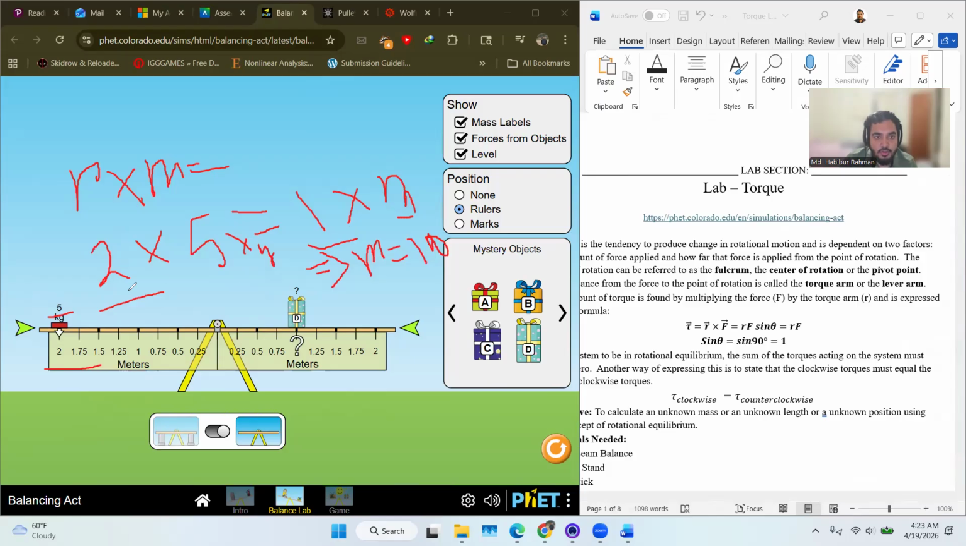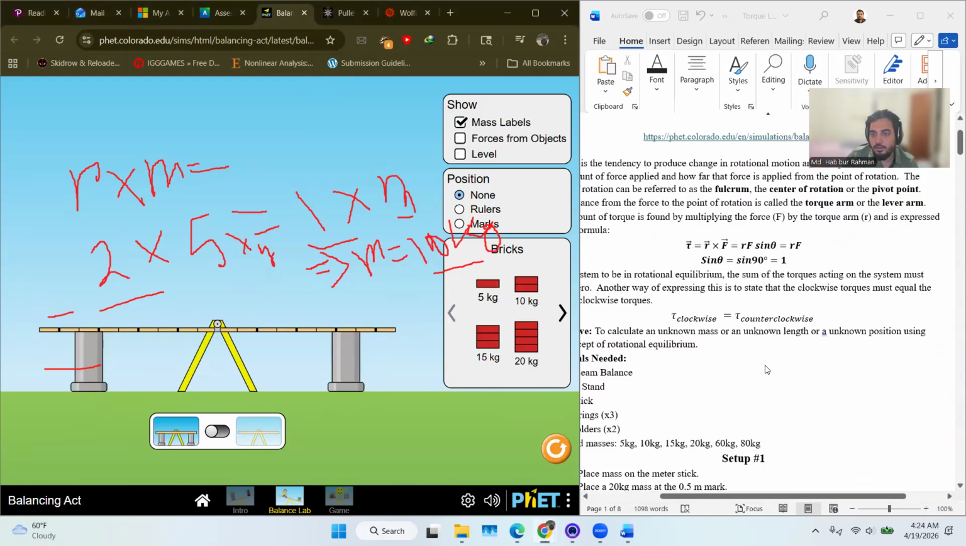No, I will show you. So 2 times 5 equals what? 10. So the other side is 10 and 1. If you divide 10 by 1, 10 divided or multiplied by 1 will stay the same. So the mass of the unknown will be 10.